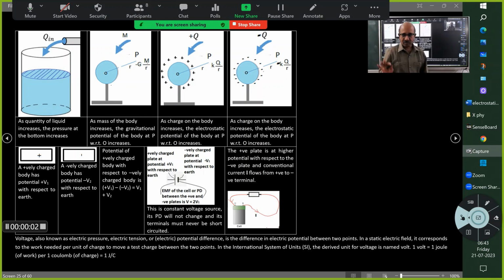Suppose you understood this. Now similarly, just like the gravitational field, there are so many properties of Earth. Because of the mass of Earth, there is a gravitational field, and this pen also has mass. A massive body experiences gravitational force in a gravitational field.